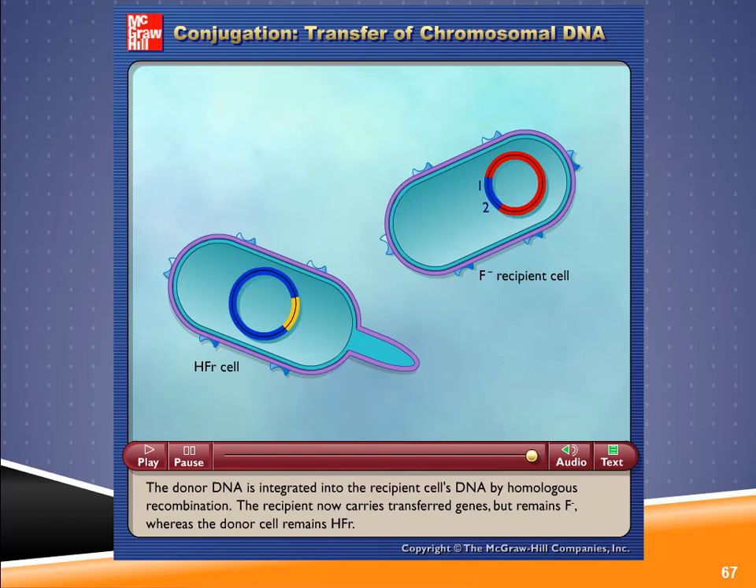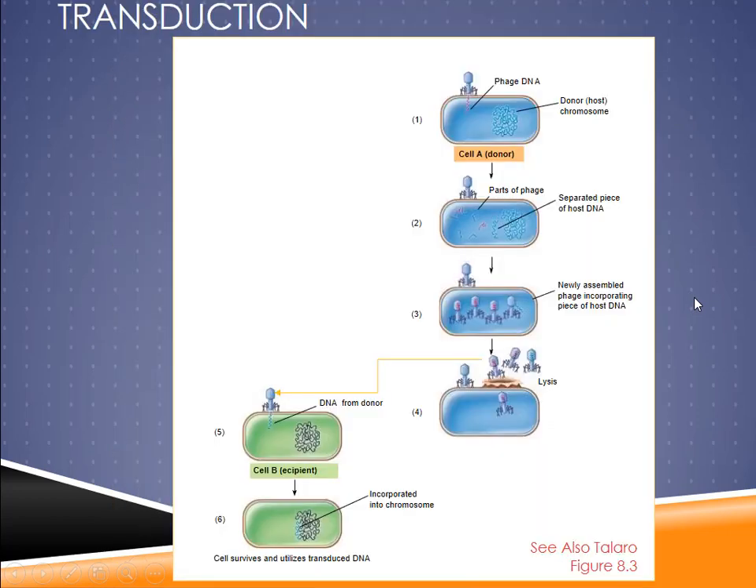So that was conjugation. The other type of horizontal gene transfer that we already learned about a little bit was transduction. Transduction is the one where a bacteriophage abducts the DNA and transfers it from one cell to another. There are 2 types of transduction. There's general and there's specialized. What's pictured here is general transduction.